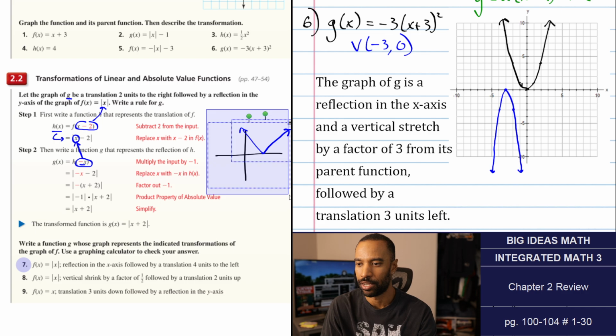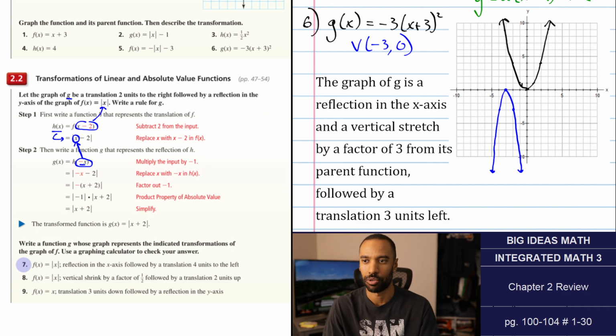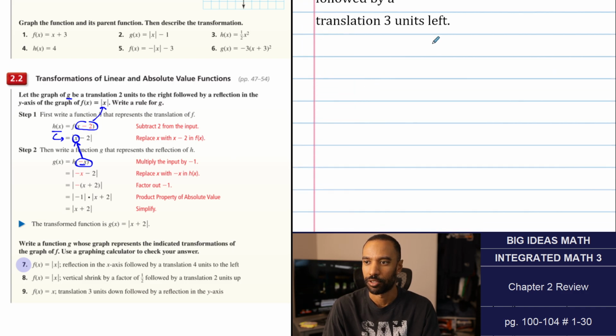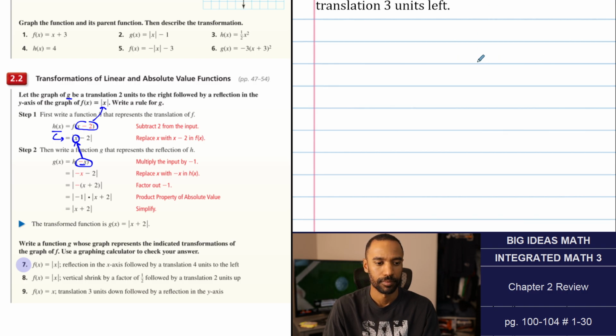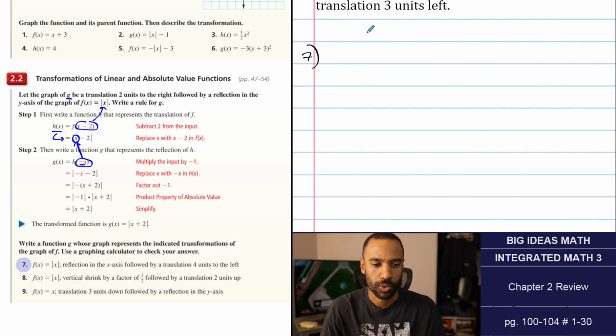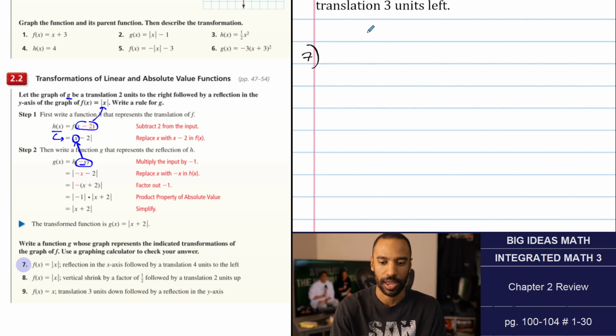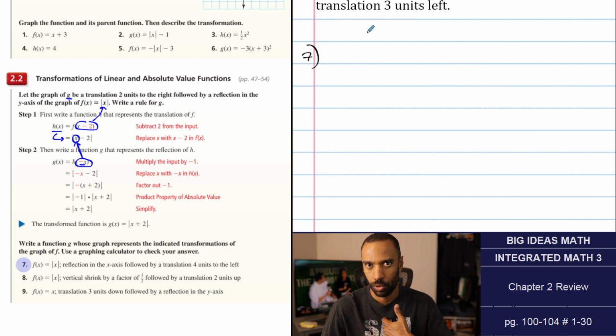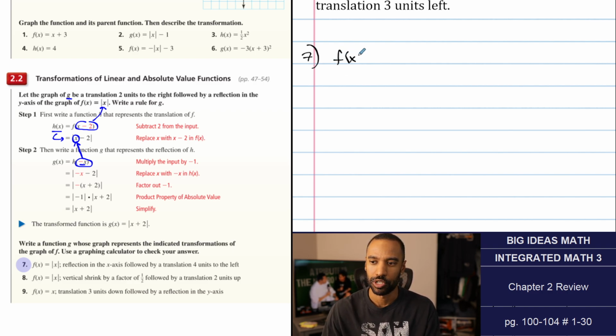Let's go ahead and forego that stuff, and let's go to our official problem set. Let's go to numbers 7, 8, and 9 with that stuff in mind. I have a lot of room here. Number 7. Well, let's look at the instructions first. Write a function g whose graph represents the indicated transformations of the graph of f. Use a graphing calculator to check your answer. Well, look at me. I am the graphing calculator now. F of x equals absolute value of x is the original function. So parent function.